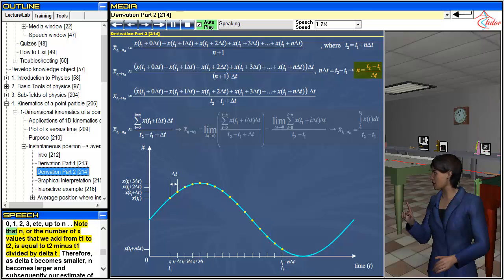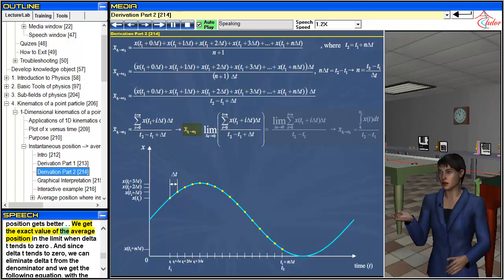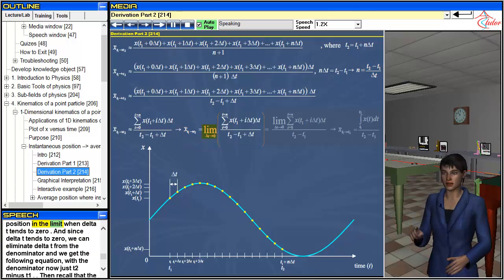Note that n, or the number of x values that we add from t1 to t2, is equal to t2 minus t1 divided by delta t. Therefore, as delta t becomes smaller, n becomes larger, and subsequently our estimate of the value of the average position gets better. We get the exact value of the average position in the limit when delta t tends to 0.